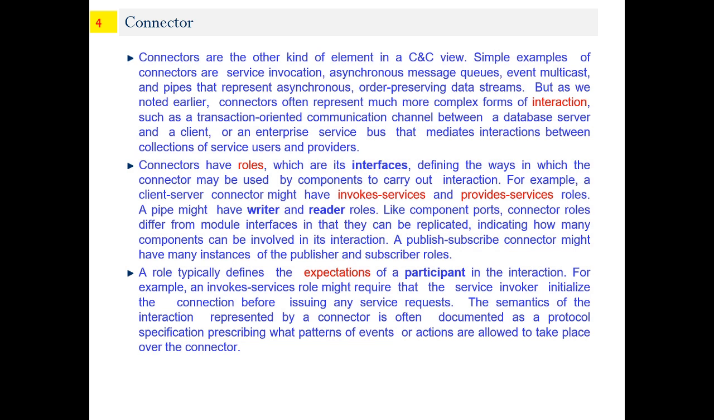You have to contact the right kind of component for the right kind of service. For example, a pipe can have writer and reader roles. Again, to remind you, a pipe is used as a communication channel, and the computational jobs are kept with the filter. Another example is the publish-subscribe connection. They can have multiple instances of publisher and subscriber roles, because you can subscribe to many things from a single publisher, or many publishers can target a single subscriber.